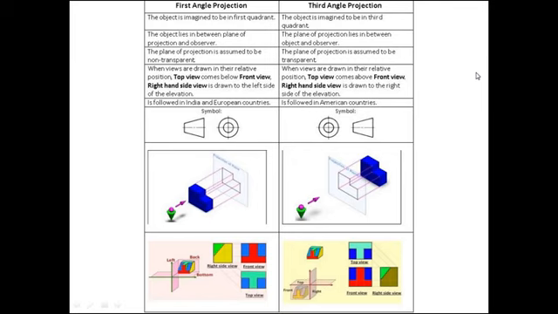Now we have learned today what is meant by plane of projection, what is meant by orthographic projection, and in orthographic projection what is meant by first angle projection and what is meant by third angle projection.